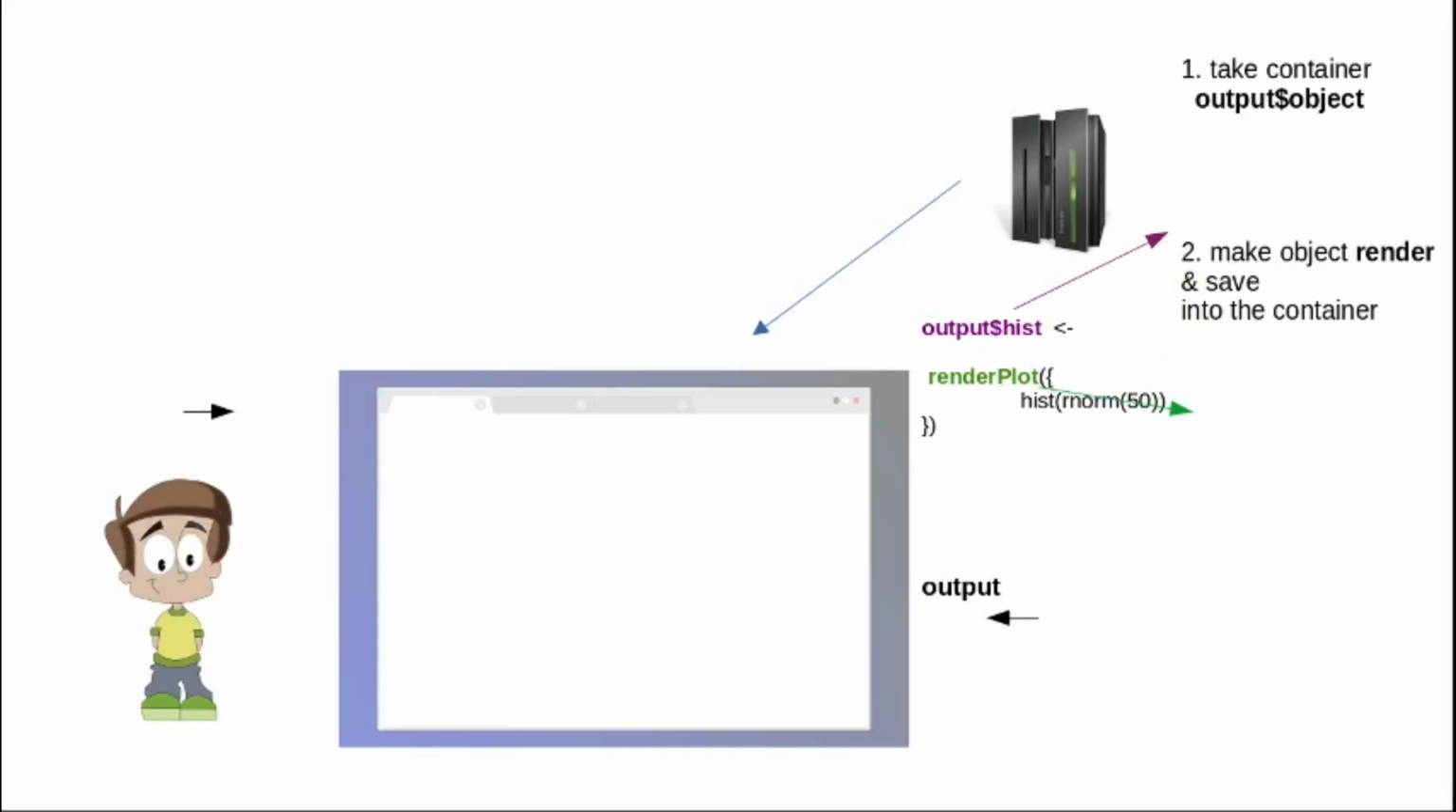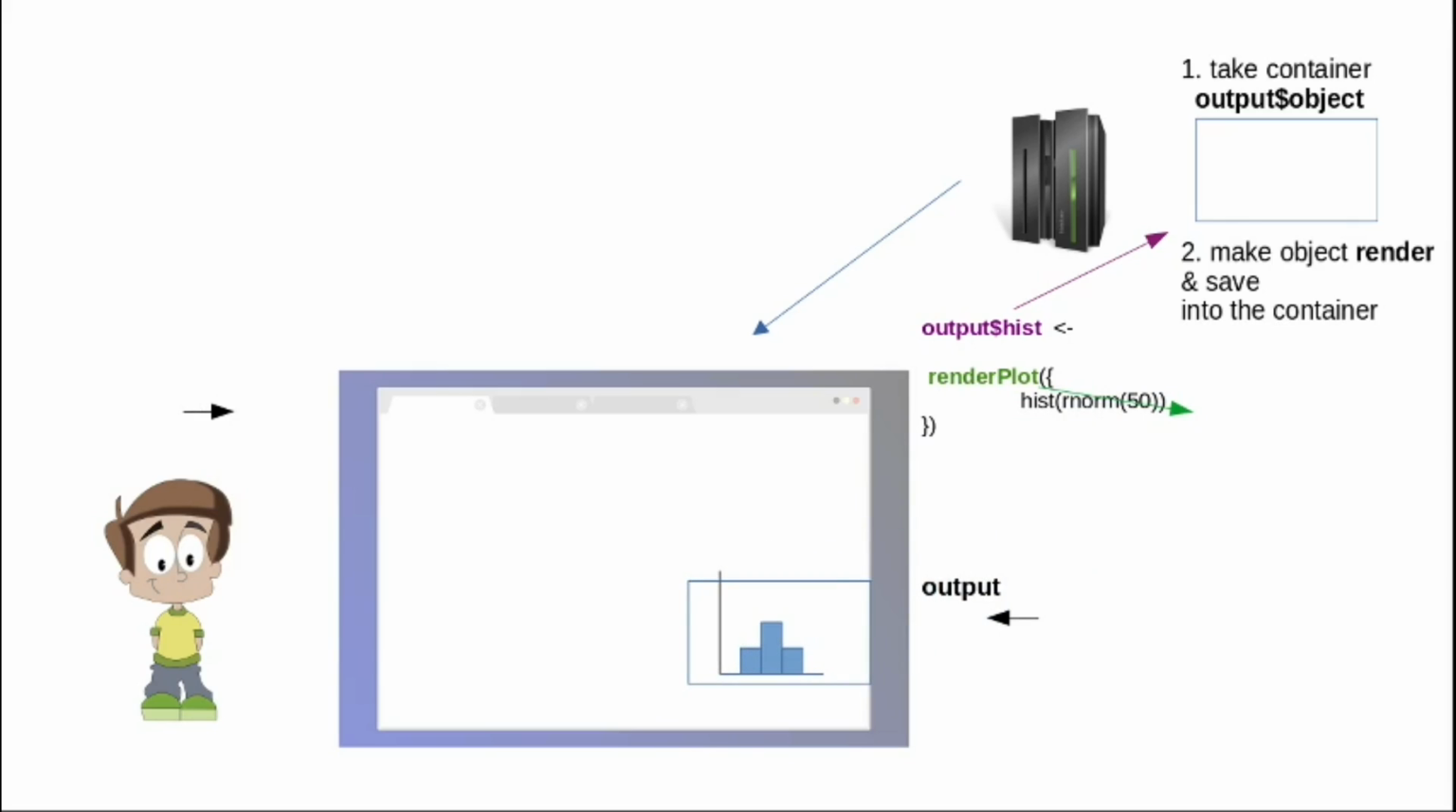Similarly, suppose you don't do any interactions, meaning clicking the mouse, but you just send the request to the server through the URL. First it creates a container to store the object. You can do this by writing output dollar sign. I'm using hist here because I want to store the histogram. Then it finally makes the object for you. This is the histogram, and you finally get the histogram.